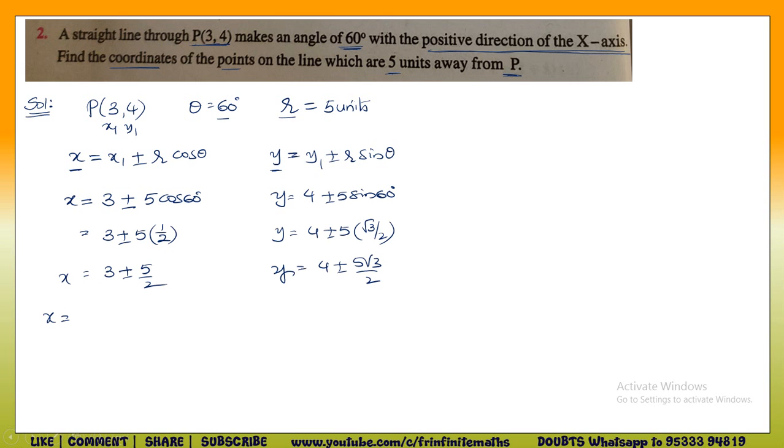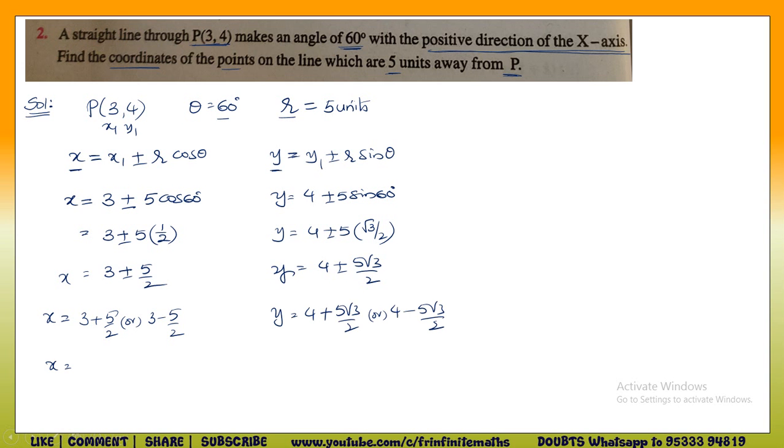So x is equal to, when we consider plus, 3 plus 5 by 2, or when you consider minus, you are going to get 3 minus 5 by 2. The same way here also, when you consider plus, 4 plus 5 root 3 by 2, or 4 minus 5 root 3 by 2. Now from this, what is the value of x here?